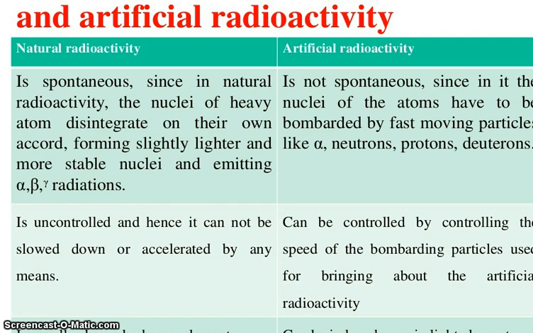Natural radioactivity is uncontrolled and hence it cannot be slowed down or accelerated by any means. But artificial radioactivity can be controlled by controlling the speed of the bombarding particles used for bringing about the artificial radioactivity.